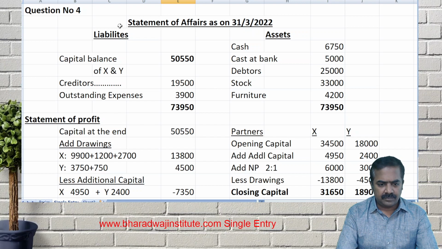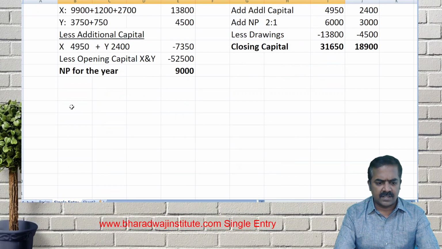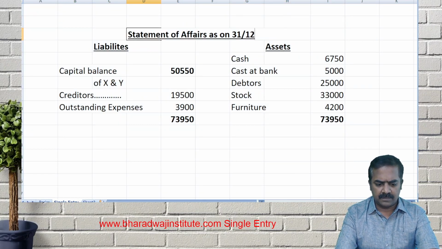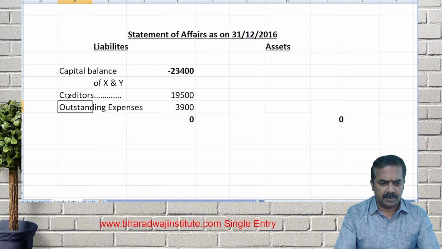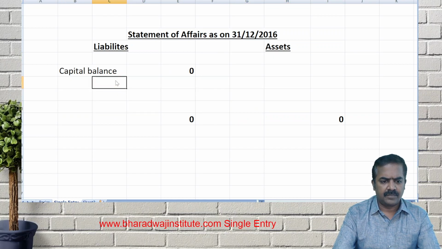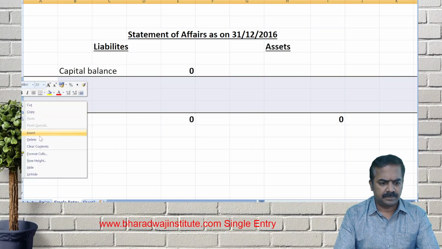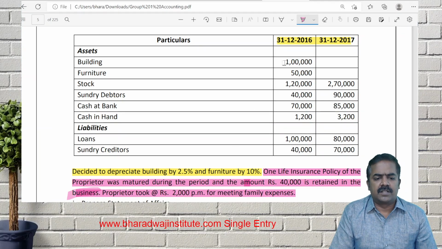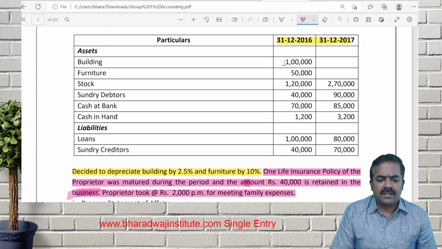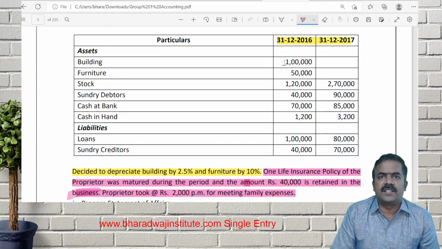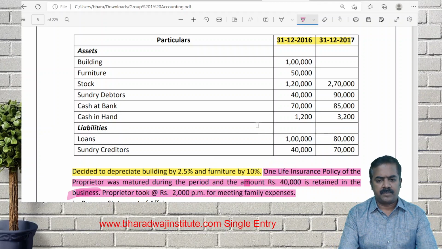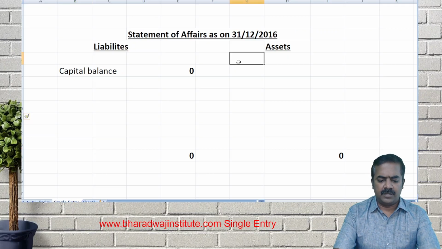Start. First, the statement of affairs on what date? 31-12-2016. Record the assets and liabilities, and you will get the capital balance. Record building, furniture, stock, debtors, cash in hand, cash at bank. Liabilities, loans and creditors, record them. You will get the balancing figure, which is capital. Tell me the values or do it along with me.